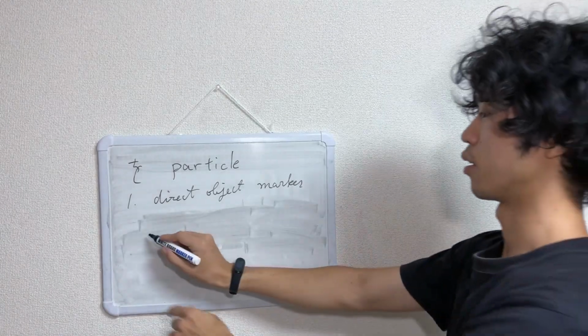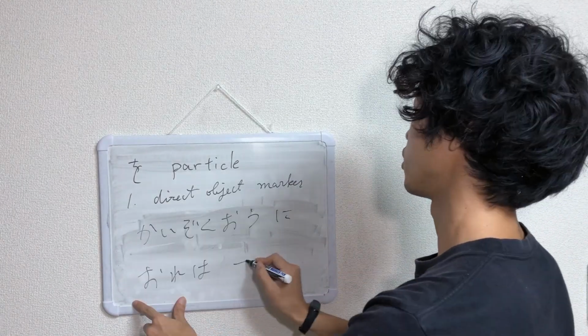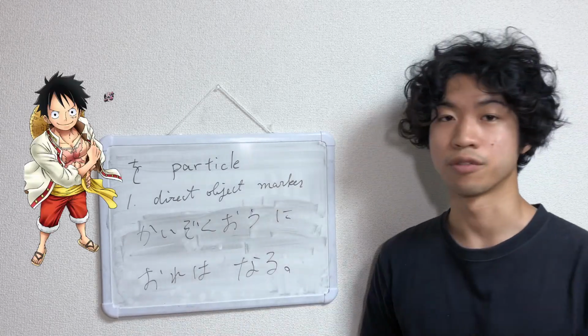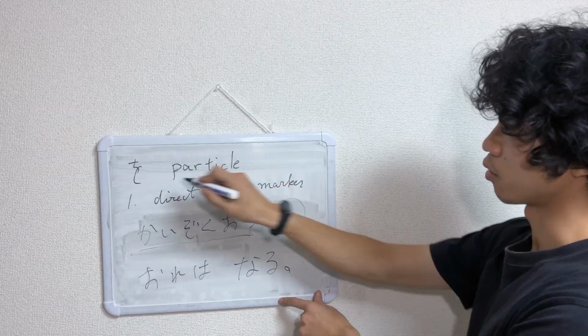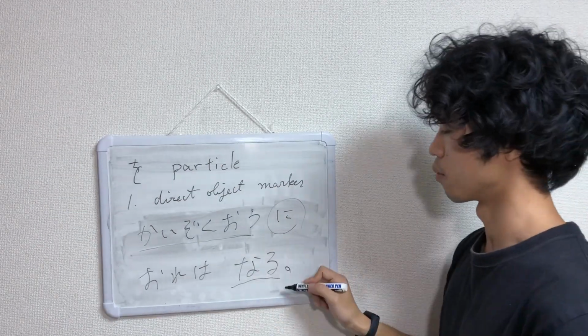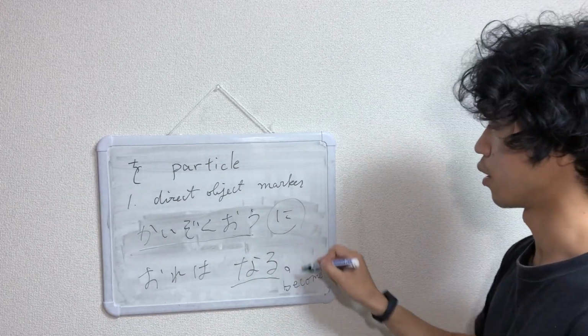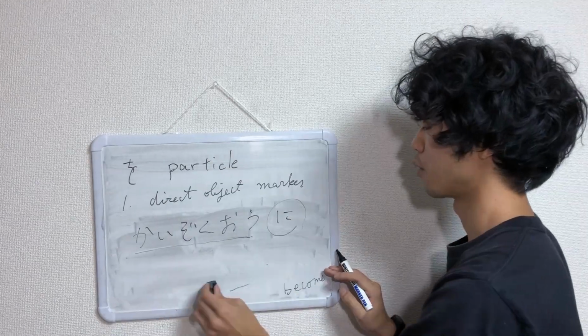海賊王に俺はなる. This is a famous line said by Luffy from One Piece. 海賊王, Pirate King. に. You cannot use o for this. なる is to become. So you cannot use become and o. You have to use ni. Why? I wish I could tell you.